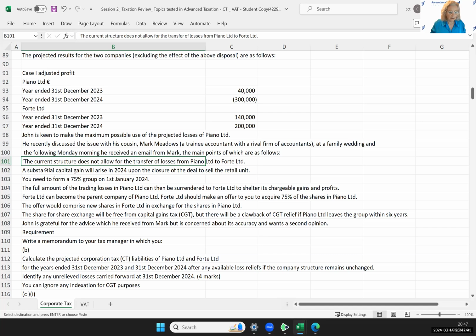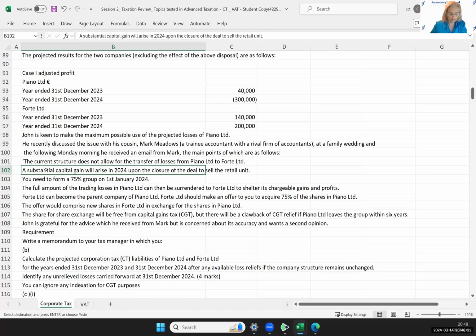Okay. The substantial capital gain will arise in 2024 upon the closure of the deal to sell the unit. Is Mark correct? No. And this is all assumed knowledge brought forward. Mark, you are not correct. The closure of the deal is in 2024, but the date of disposal is the date the contract is signed. So in our memo, we need to call out, Mark is wrong. The capital gain takes place in 2023 and not 2024.